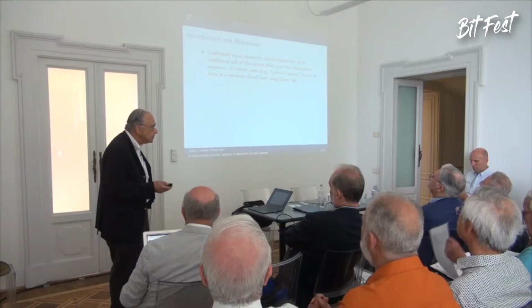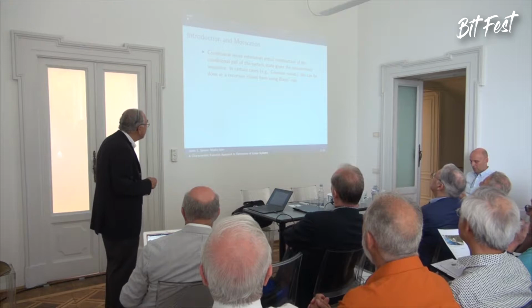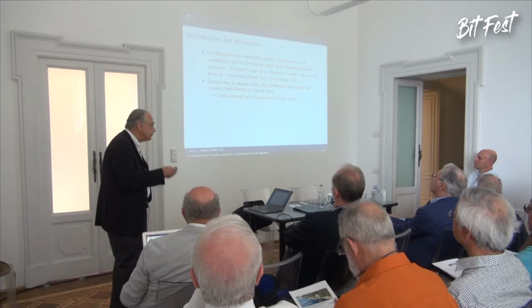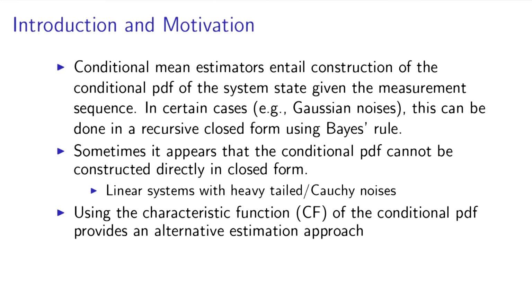So what I want to do is look at some of these things from the conditional mean form, one of which is that sometimes you can't obtain the structure of the conditional probability density function directly, but you can get it from the characteristic function of the conditional probability density function. And that was true for the work that I've been doing looking at heavy tail distributions, for example, the Cauchy distribution, which is additive noise to a linear system. So using the characteristic function of the conditional probability density function provides an alternative approach.